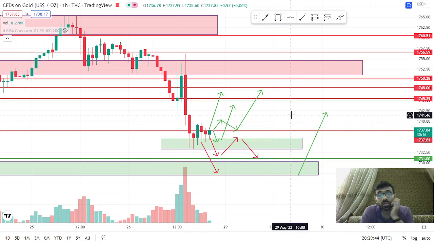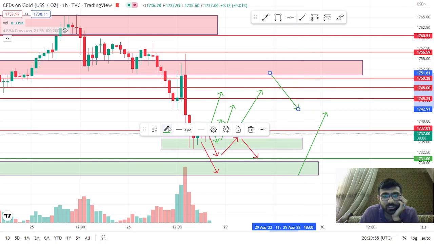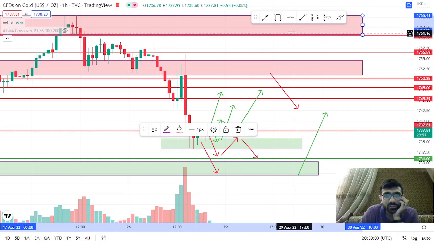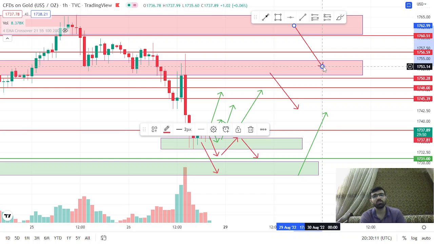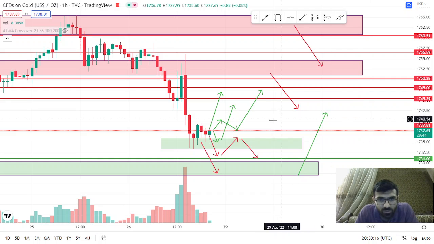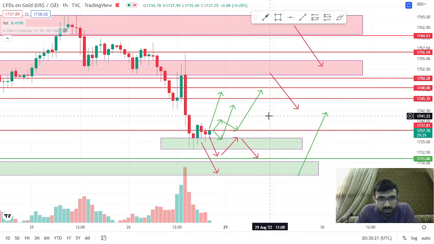Okay, and another area of interest from where we would love to sell would be from here. If the market enters here, then we will look for a good selling opportunity first of all. And the second area from where we would expect the market to reverse would be this area. If the market somehow enters this zone tomorrow, then we have to look for a good selling opportunity from here as well. Okay, so now let's just wait and watch which scenario comes into play tomorrow first.